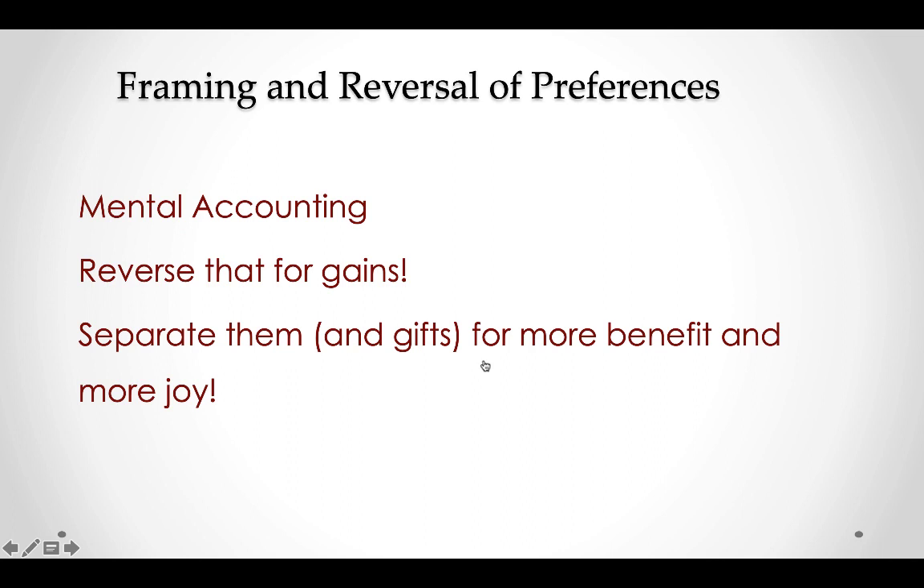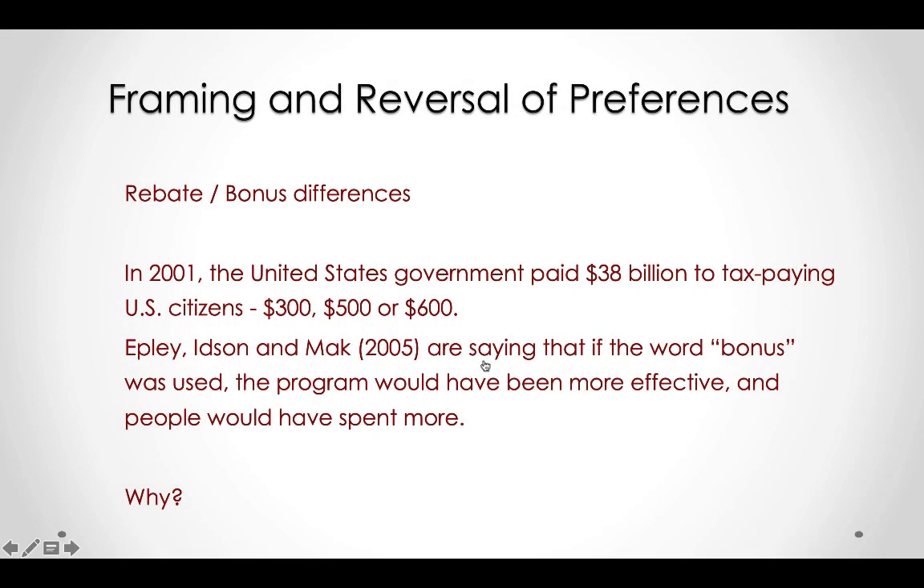So in terms of gains, if you are much happier to receive twice $100 as a gift, think of that when you are making gifts yourself. So if it's Christmas Day and you want to give gifts, think of giving them one at a time, one gift at a time rather than 10 gifts in one big bag, right? So it makes more joy for the person receiving it. All right, so that was mental accounting.